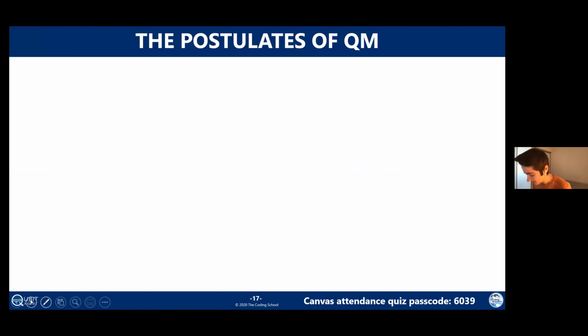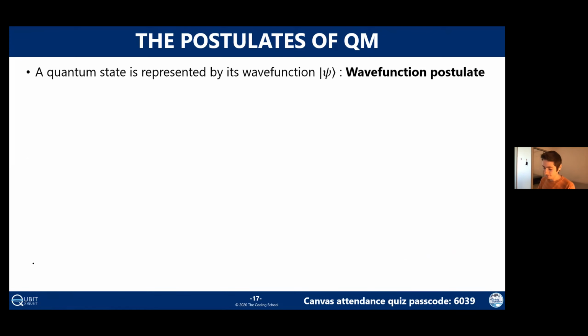Okay, so let's go to the postulates of quantum mechanics. Like I said, we're going to start off with a quick review of what they are, and I am going to go kind of fast through this because we're going to get on to an extended example throughout the rest of the lab that hopefully helps solidify these concepts. First postulate: a quantum state is represented by its wave function, ket psi. We're going to call this the wave function postulate.